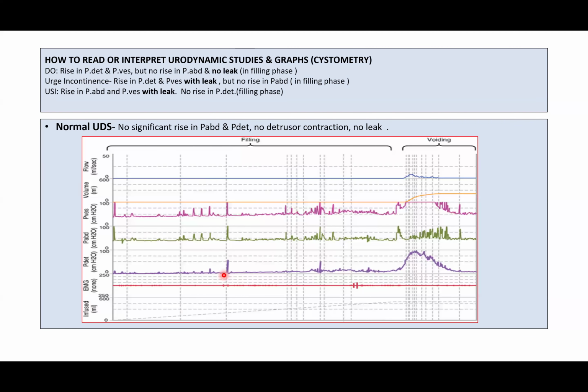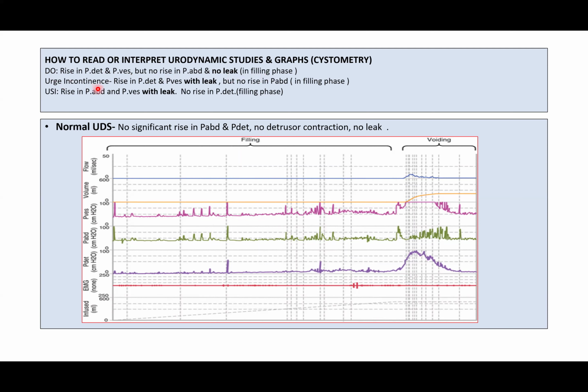Okay. Now, how are we going to read the urodynamic studies and the graphs? Just remember a few things. In detrusor overactivity, what's going to happen? There is only overactivity, no incontinence. So there will be a rise in the detrusor pressure and vesical pressure, but no rise in abdominal pressure, no leak. And everything we have to see in the filling phase.